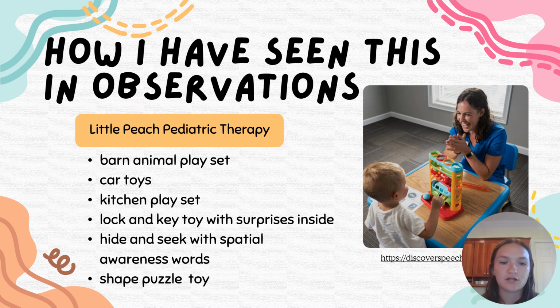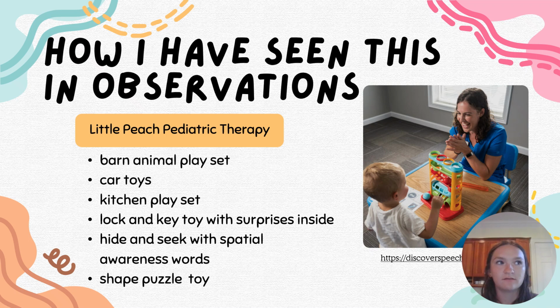I go to Little Peach Pediatric Therapy. So I mentioned earlier the barn animal play set's very popular. Car toys, kitchen play set, lock and key toy with surprises inside. This is a box that has a bunch of cages and color matching keys, and the kids will use the keys to unlock the cages and see what's inside. Sometimes it's a toy dog or a ball, and so that's a really good one for emphasizing color matching.